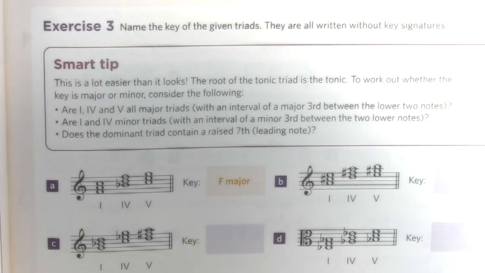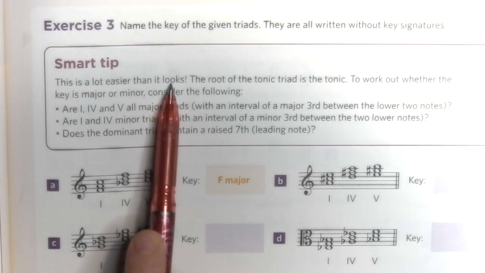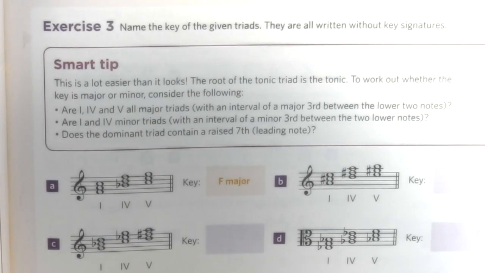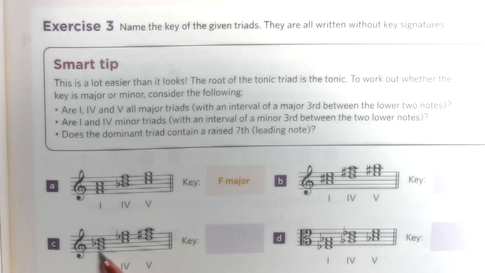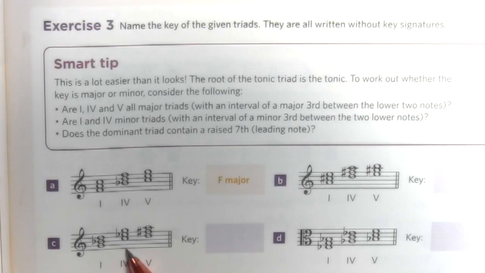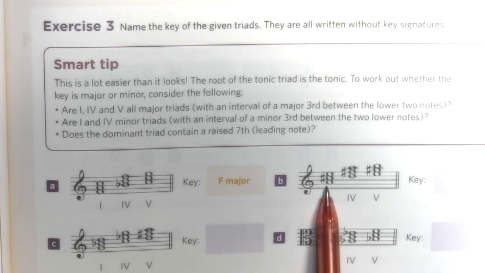For exercise 3, they warn us it's a lot easier than it looks, so don't panic, because we need to name the key of the chords that are written here in order. Let's start from this. This is A major.